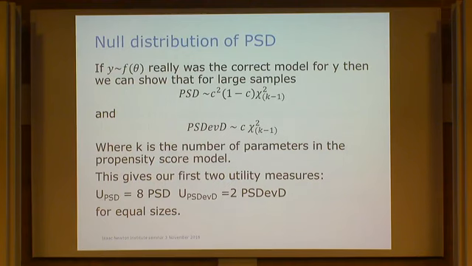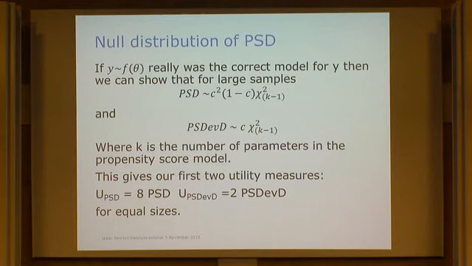Under these circumstances, you can actually derive the null distribution of the PSD. And we can show that if f of theta really was the correct model for y, if you could assume that y was generated from such a model, then obviously your simulated data are generated from f of theta hat, and you can show that for large samples, PSD is distributed as c squared times (1 minus c) times k chi squared to the k minus 1. And the deviance criterion is c times that, which agrees with what was on the previous slide.